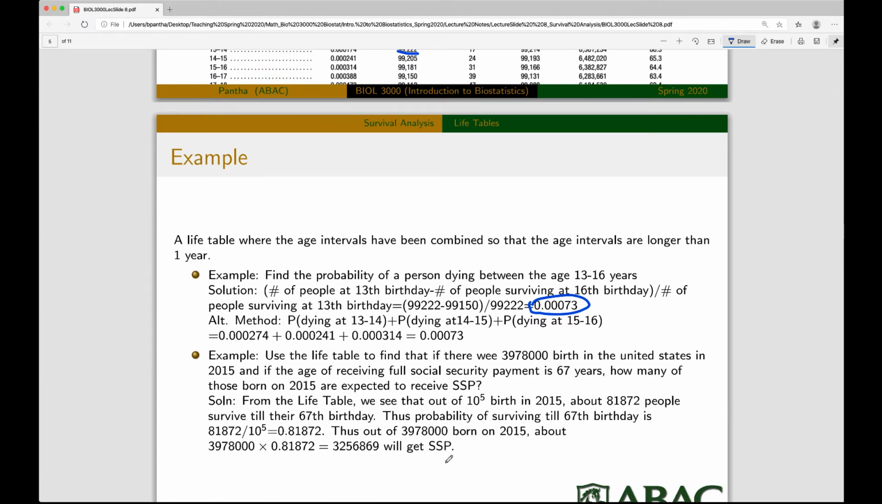Use the life table to find out: if there were 3,978,000 births in the United States in 2015, and if the age of receiving full social security payment is 67 years, how many of those born in 2015 are expected to receive the social security payment?